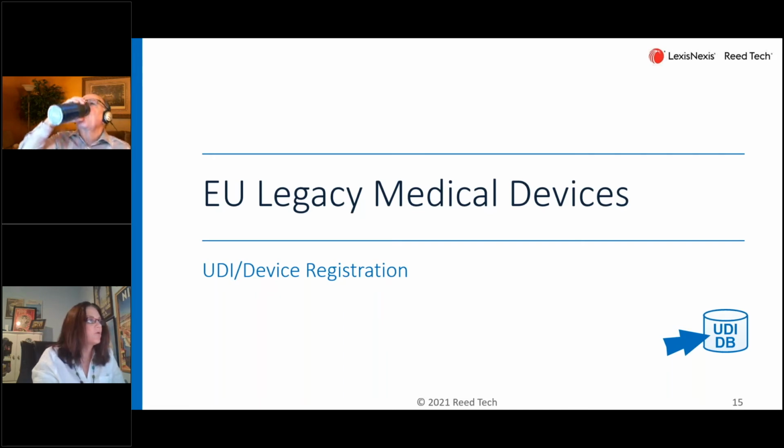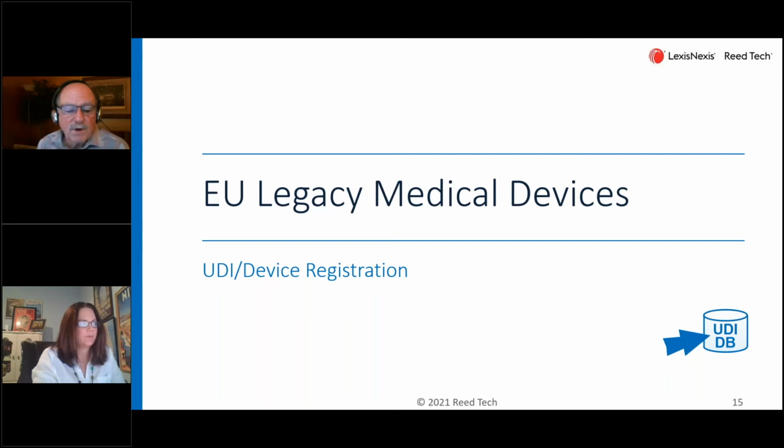As we heard, one of the requirements of a manufacturer is to report UDI and device information for their EU legacy products in the EUDAMED UDI device registration module. So Gary, can you tell us about the registration timing requirements for a legacy device and how an equivalent regulation device may be involved in that registration activity?